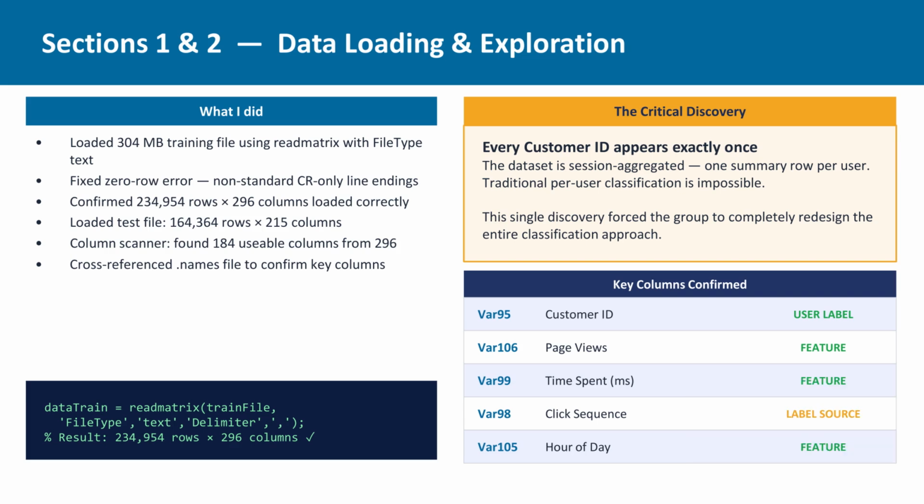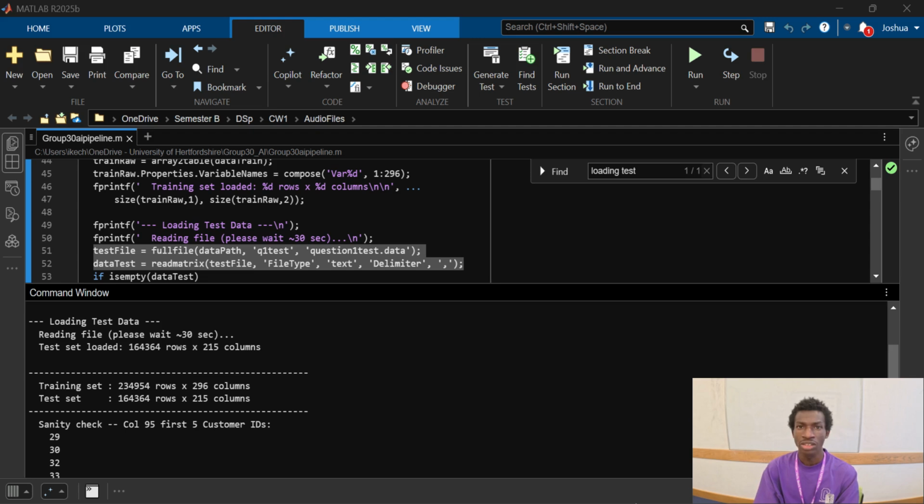The dataset was not straightforward. The first time we ran it, MATLAB returned 0 rows from a 304 megabyte file. I traced the problem to non-standard line endings in the file format and fixed it by switching to readmatrix with the file type text parameter. As you can see, it worked.